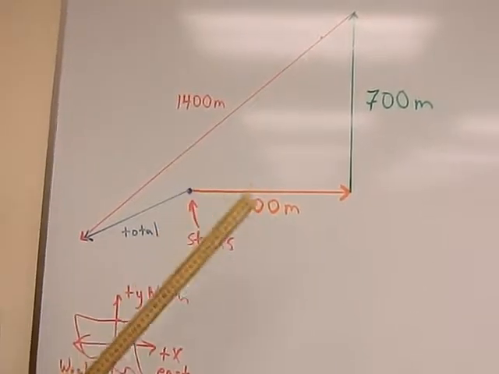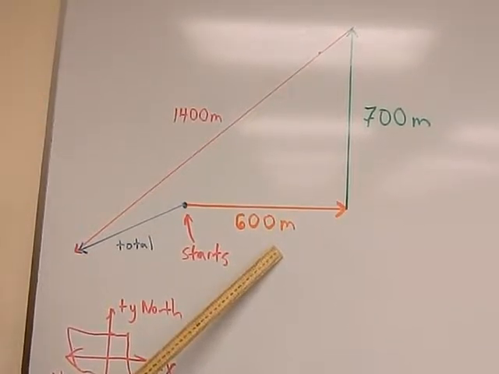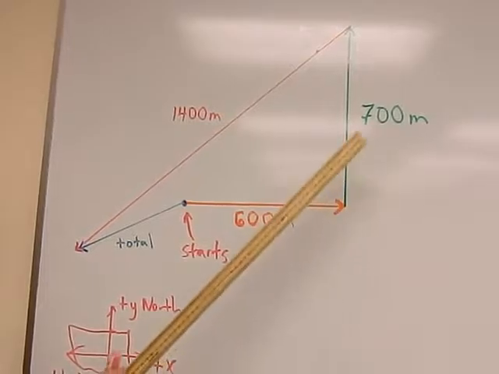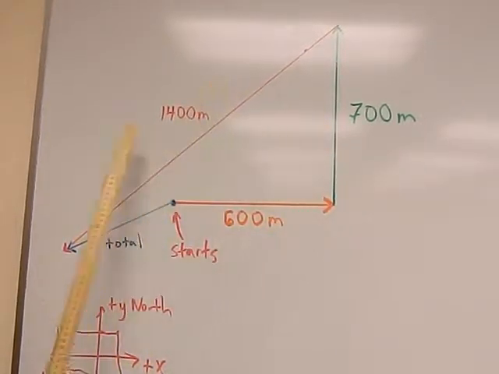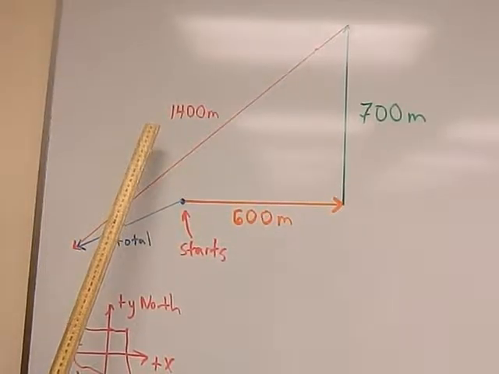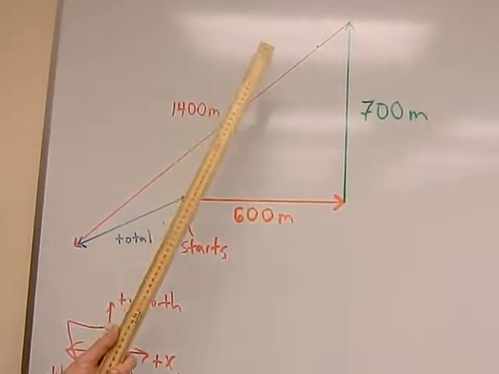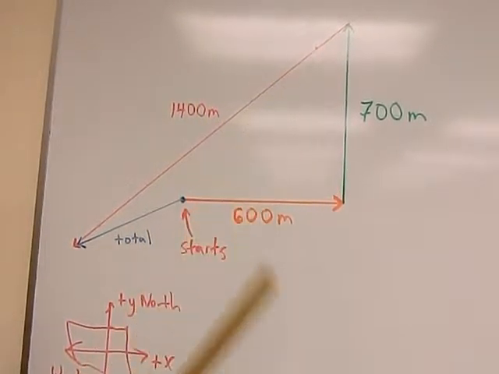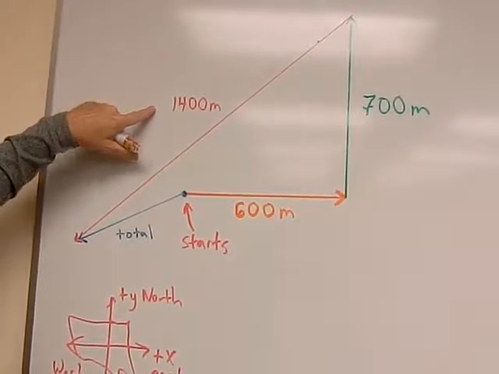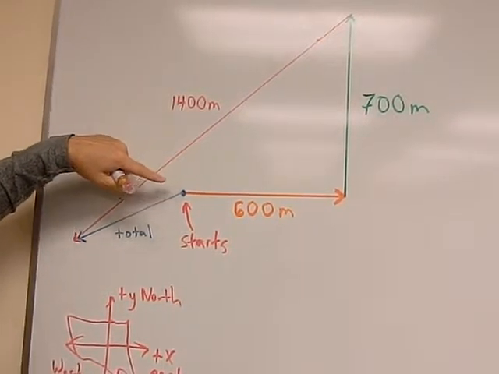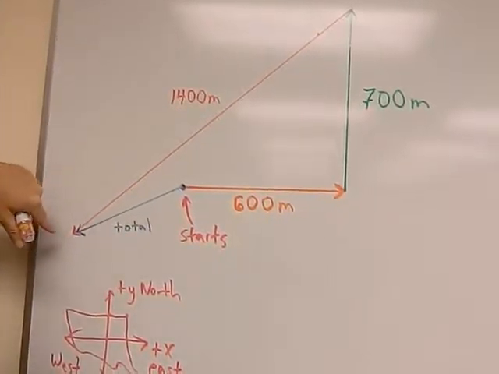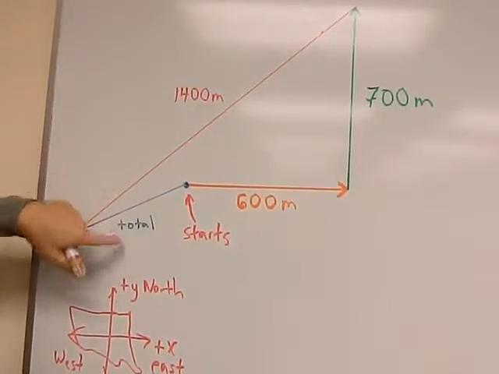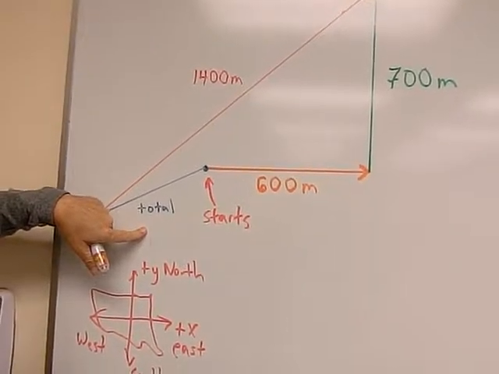So here's the first one, 600 meters due east. Then we've got the 700 meters due north. And then we've got the 1,400 meters at an angle of 40 degrees south of due west. That's this one. So we're going to add up the orange one, the green one, and the red one to get the total. The blue one is the total.